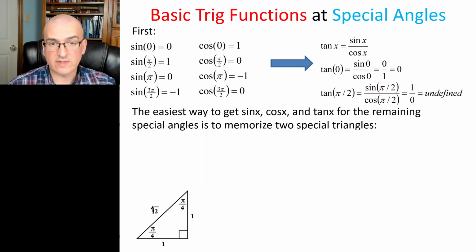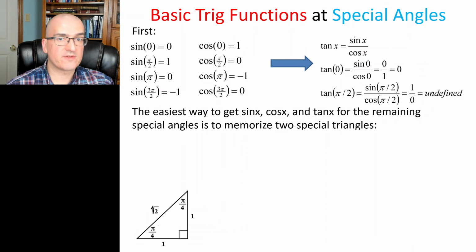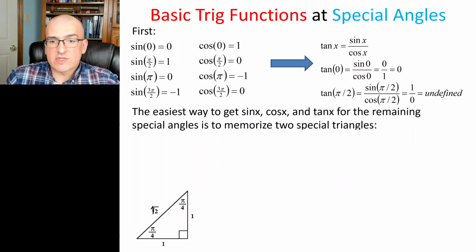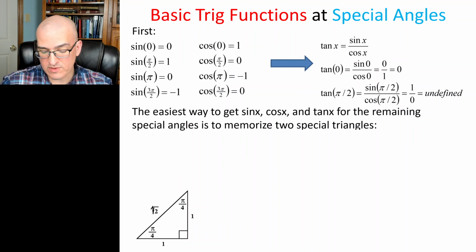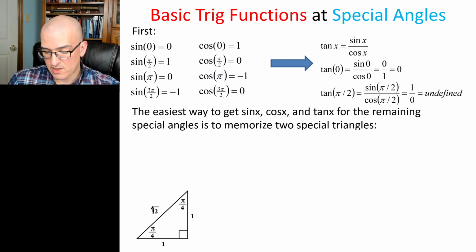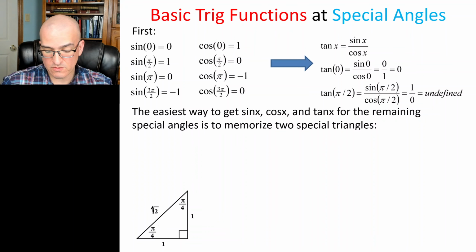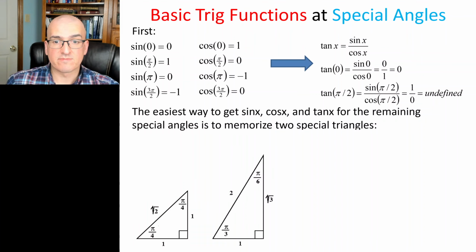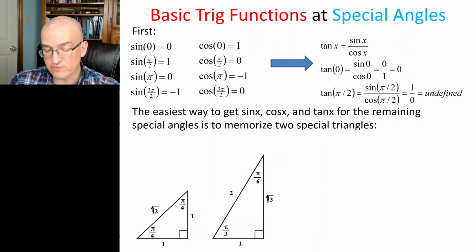Then, if we can construct this triangle, or know it from memory, then we can obtain what the sine and the cosine of pi over 4 are equal to, and the same for tan of pi over 4, just using SOHCAHTOA. Sine of pi over 4 is opposite 1 over hypotenuse root 2, so 1 over root 2. We get the same thing for cos. Tan of pi over 4 is opposite over adjacent, so 1 over 1, which is 1. That gives us 45 degrees.